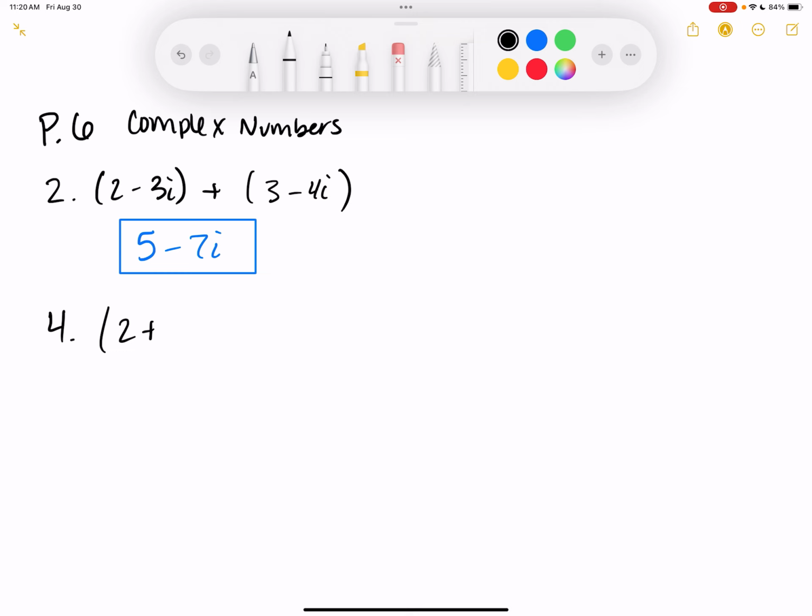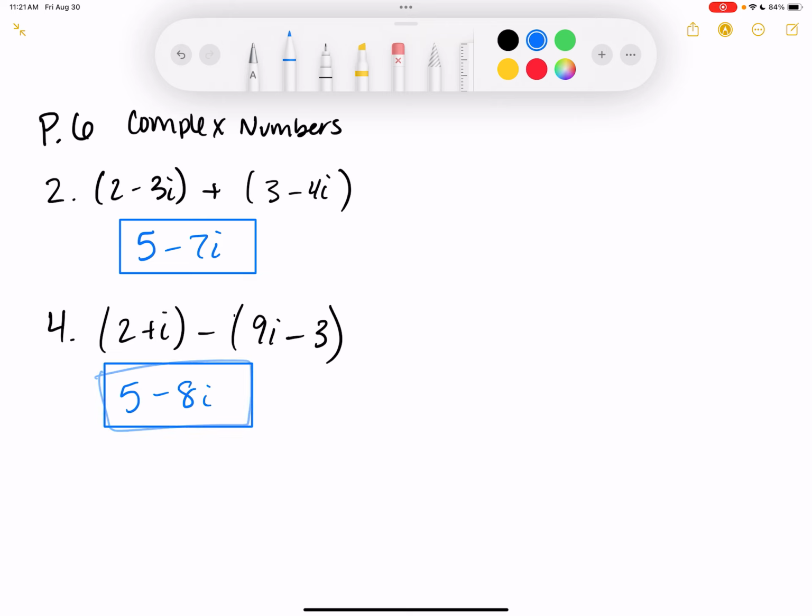I've got 2 plus i minus 9i minus 3. So I do 2 minus a negative 3, so that's plus, so that's 5. Then i minus 9i would be negative 8i. So pretty easy on those ones.